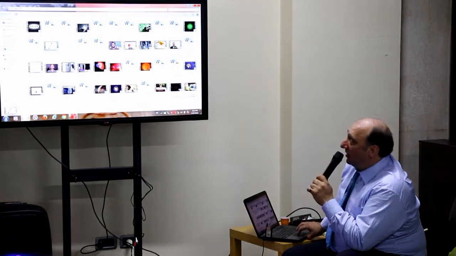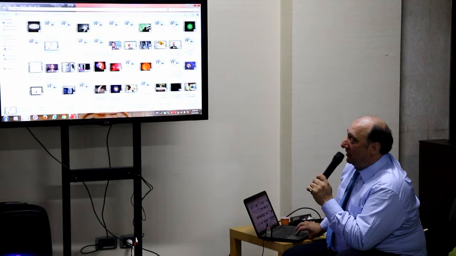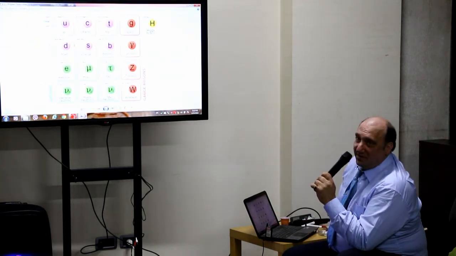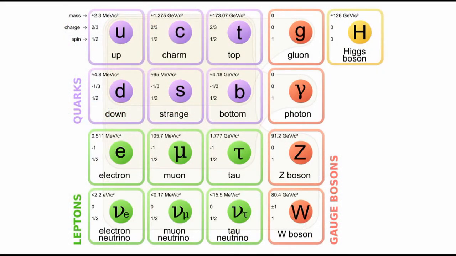An idea about the particles smaller than the atom. The physicists have a table of the particles of the atom. They call it the Standard Model. It took 100 years to make this table, like the periodic table of the elements. The physicists have this table.